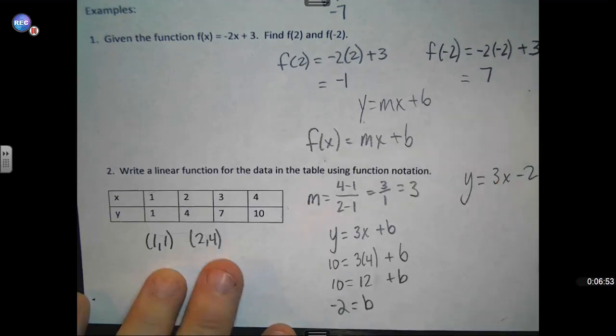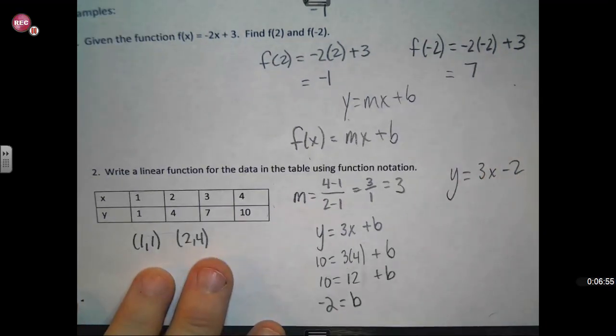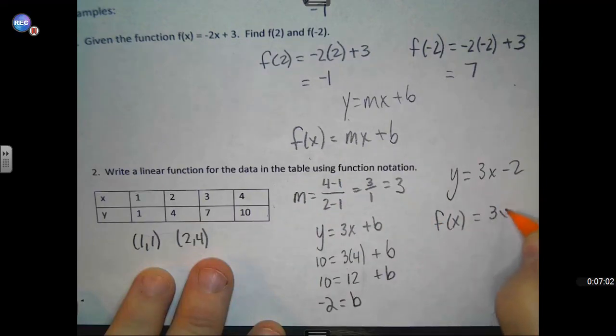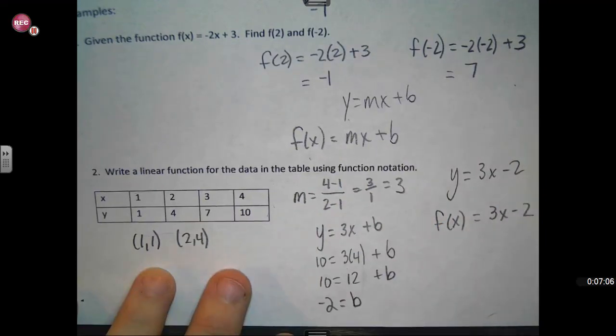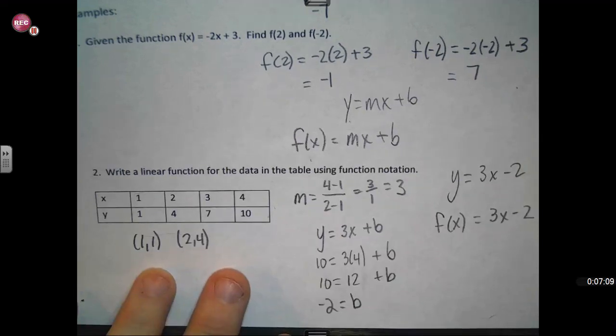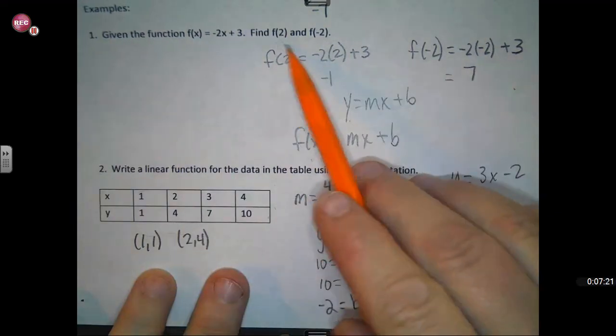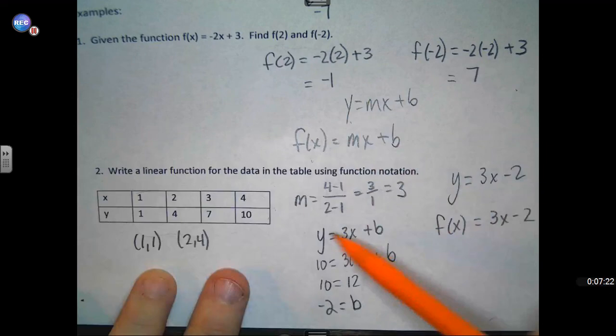But we're in functions now, and dealing with functions, we want to use function notation. So instead of y, we're going to say f of x equals 3x minus 2. Or we could say g of x, or h of x, or q of x, or whatever of x you want. I kind of stick with f. And that's really all we're doing: plugging in numbers to find values, and then using values.